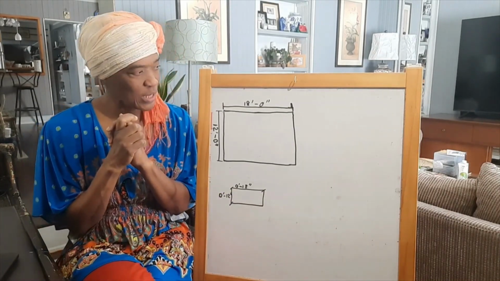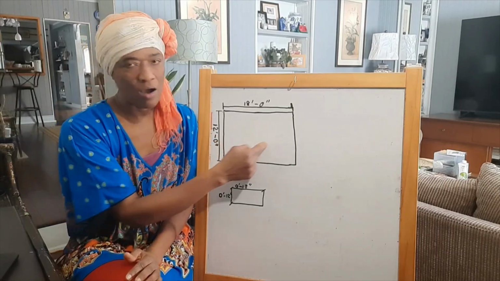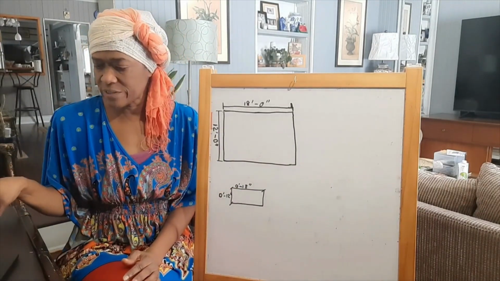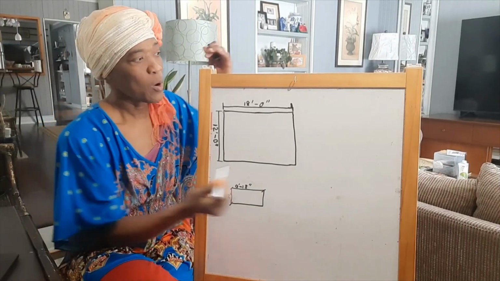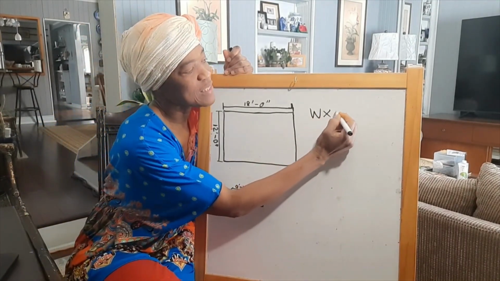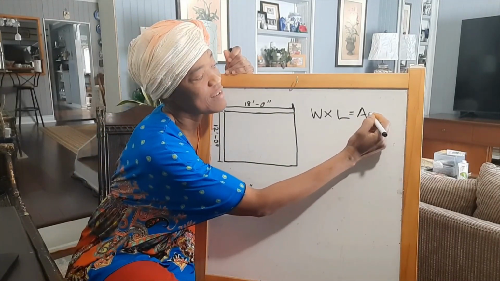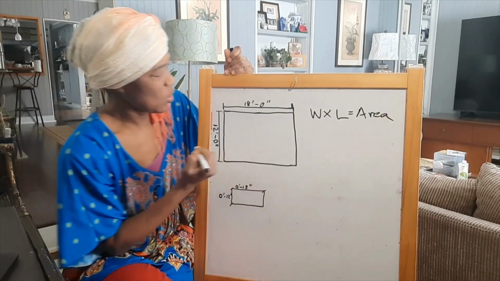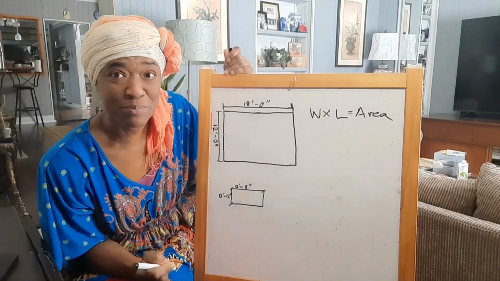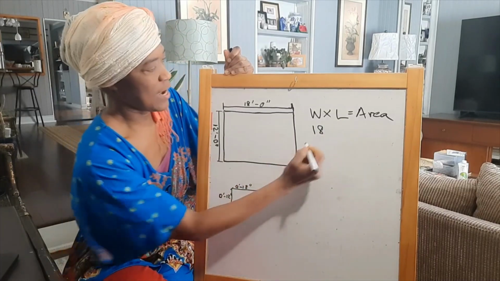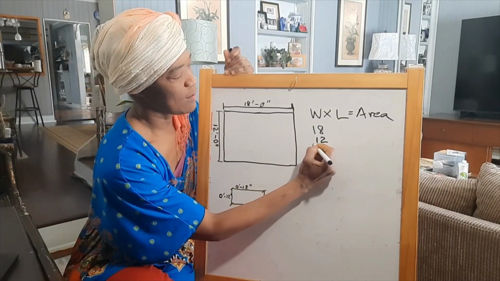First thing I'll do here is, let's see how many square feet are in your space. And to do that, we multiply width times length to get our area. So let's do some long multiplication. So it's going to be 18 times 12.